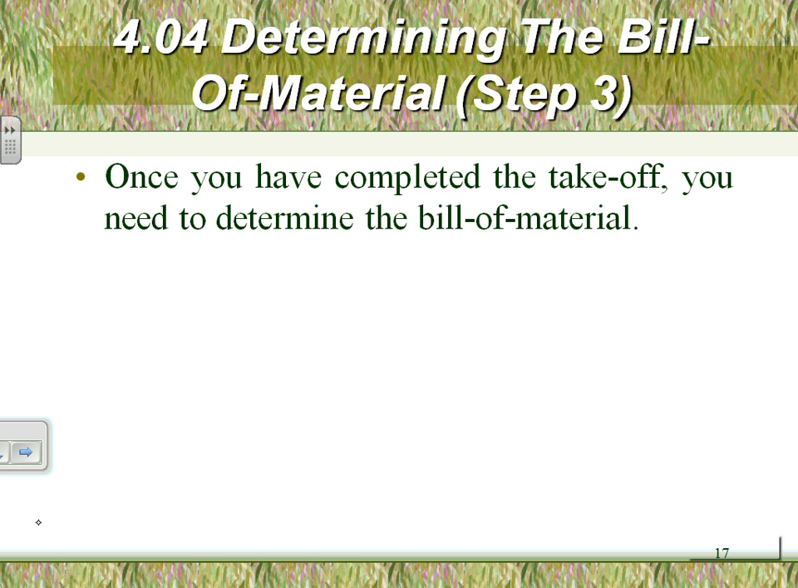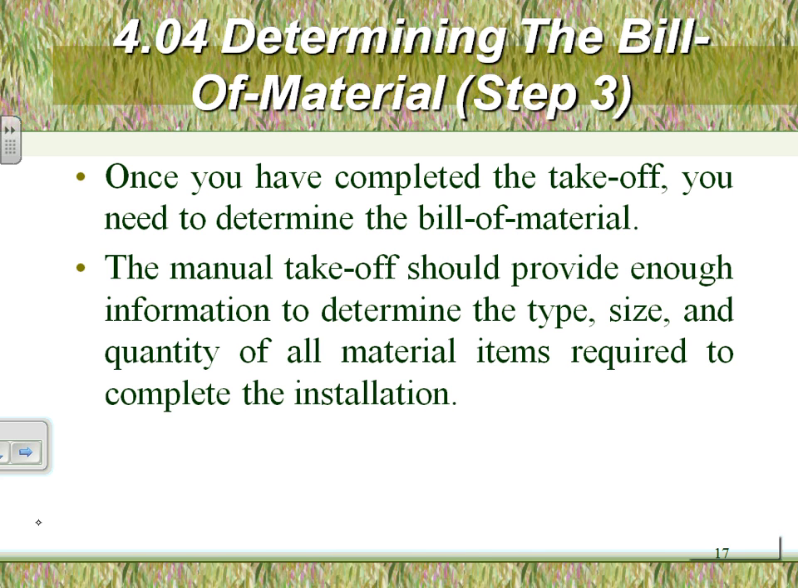Okay, determine the bill of material. This is a piece of cake now. When you determine the bill of material, guys, you put all this stuff in one sheet. That will be your bill of material. The bill of material, so-called bill of material, not bill of rights, should provide enough information to determine the type, the size, and the quantity. Type, size, quantity.